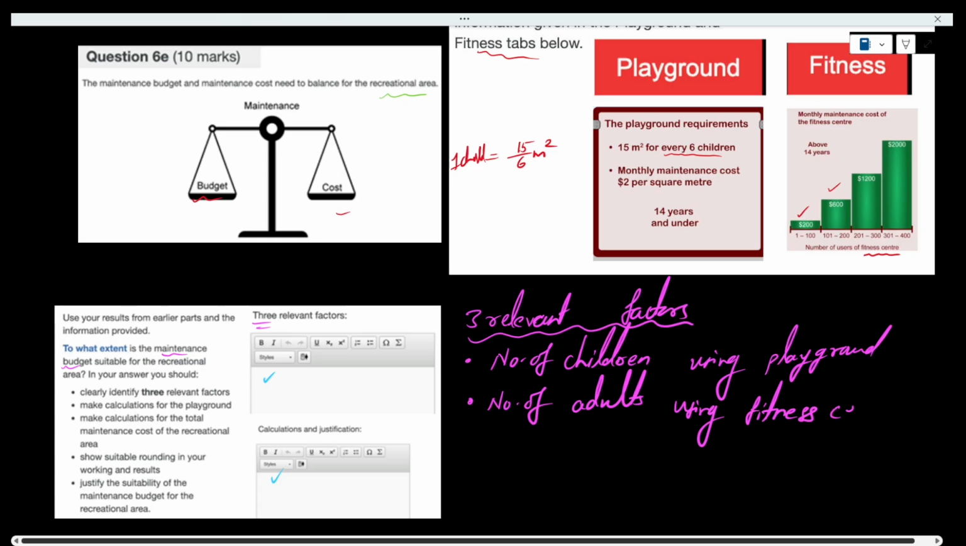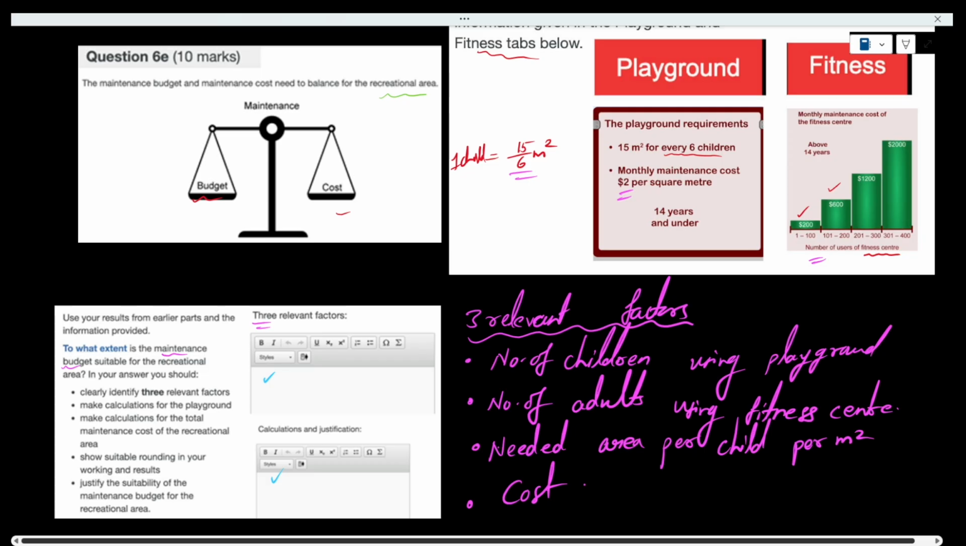The 15 square meter area is given, so that is also one of the factors needed, because there will be some specific area. For one child, the area is going to be 15 by 6 square meters. So you can take the third factor as the needed area per child per square meter. That also can be one of the factors. And then at the end, definitely, because the cost is given here, the fourth factor can be cost. So out of these four, three you must write down.